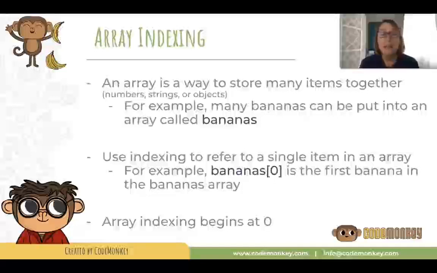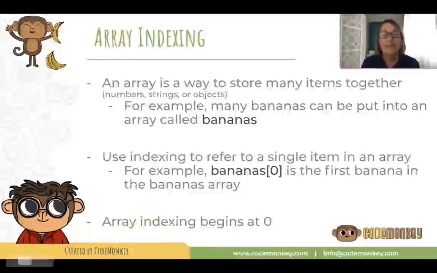Use indexing to refer to a single item in an array. For example, bananas square bracket 0, which we could say bananas with the index of 0, is the first banana in the bananas array. Now you might wonder, why is the first banana bananas with index 0? Well, array indexing begins at 0. In fact, most counting in coding begins at 0. So if you have 3 items, those items would have the index of 0, 1, and 2.